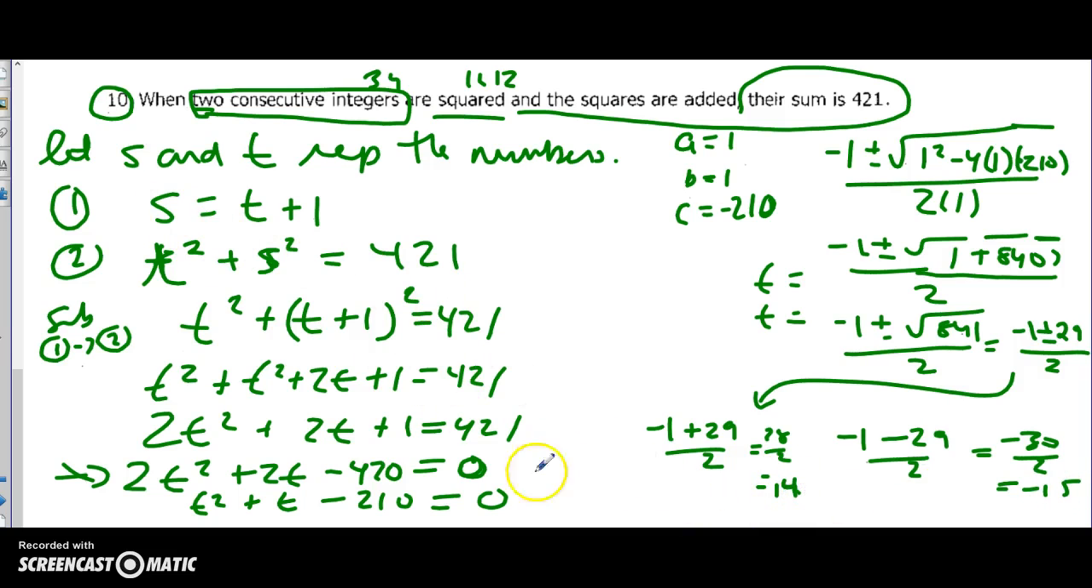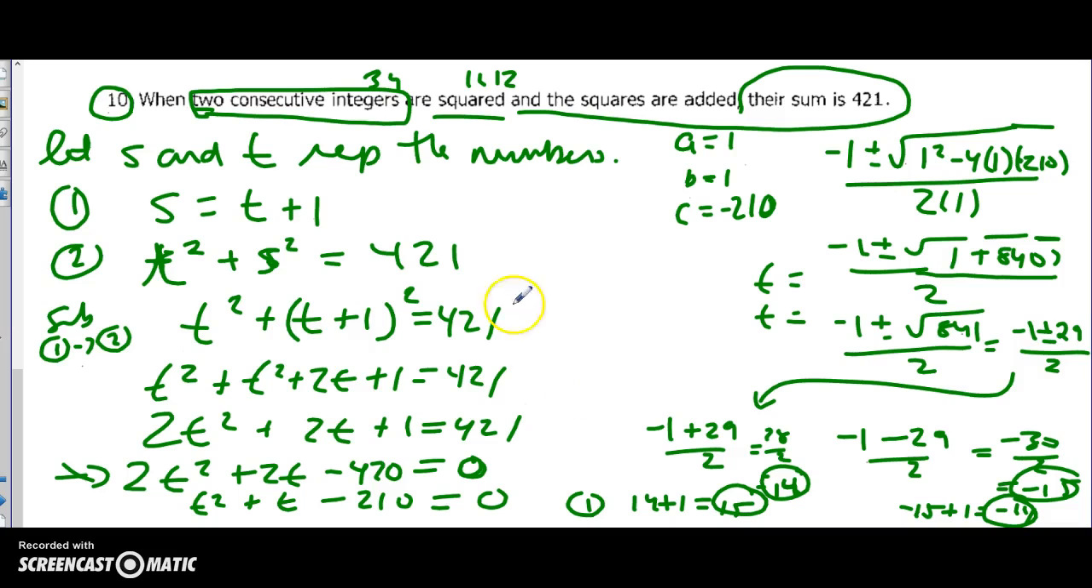I want to find my s's, so I'll sub into 1 to find s. S will be t plus 1, so s will be 14 plus 1, which is 15. And on this side, I have s is minus 15 plus 1, which is minus 14. So I've made a big mess of everything. But my two answers are, if I had more room, I would write out, 14 and 15, or negative 15 and negative 14.